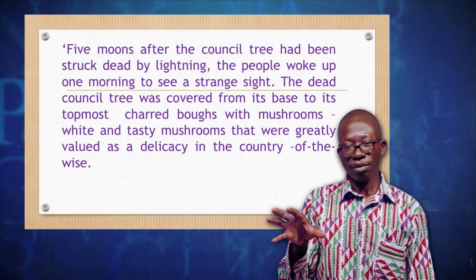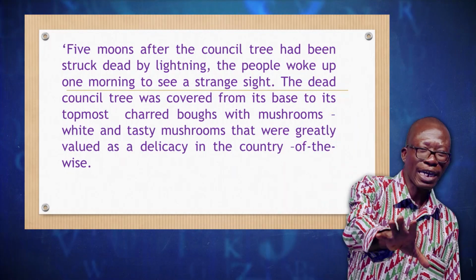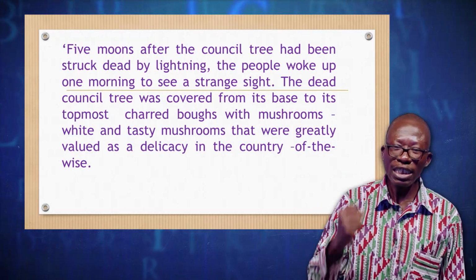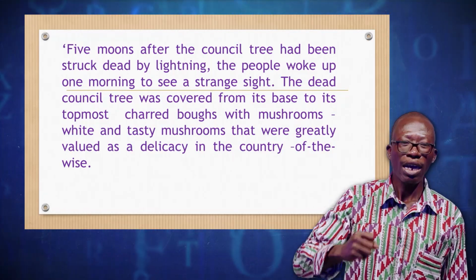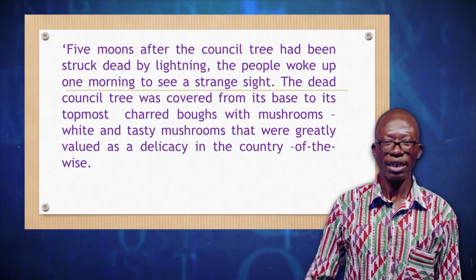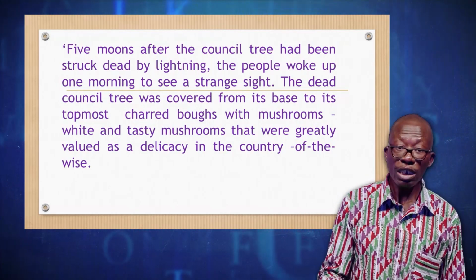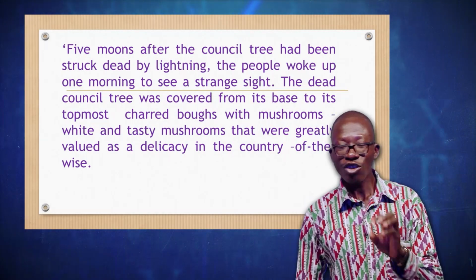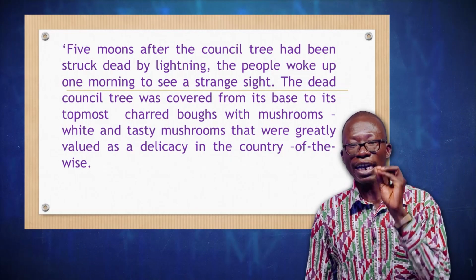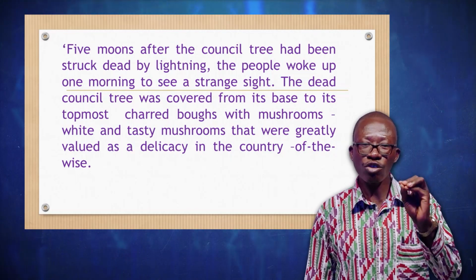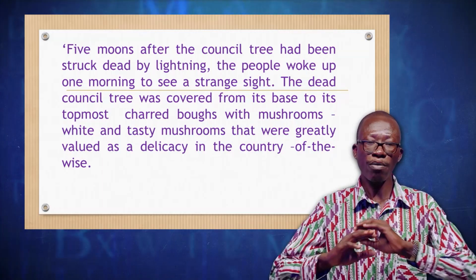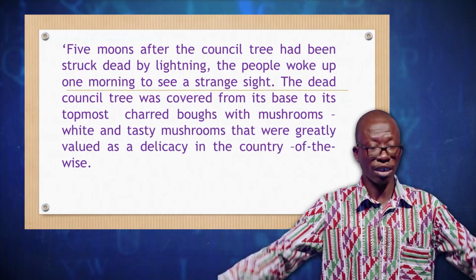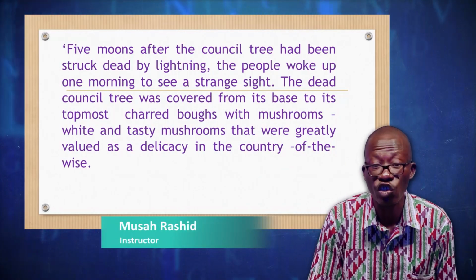That clause is only throwing light on the kind of mushrooms. This mushroom was tasty, was white and tasty. And there are the kinds of mushrooms that are greatly valued. In which country? The country of the wise. So the most important clause in that sentence is "the dead cancer tree was covered from its base to its utmost shell boughs with mushrooms." Let's take note, shell boughs is just referring to the branches, the great, tall, big branches of a tree.